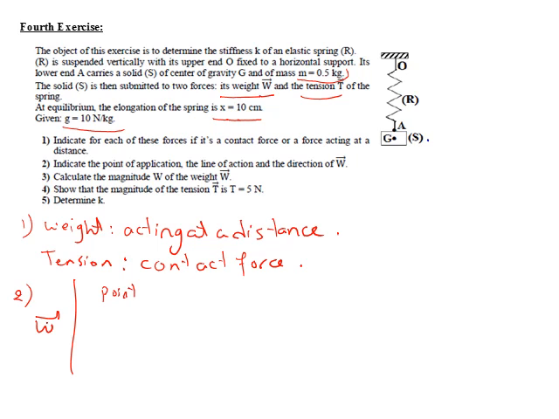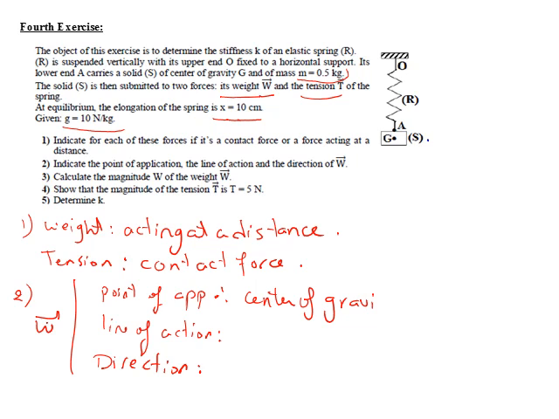Number 2, indicate the point of application, line of action and direction of W. Point of application, line of action, direction. Point of application is the center of gravity of S, which is G. Line of action, vertical. Direction, downward.